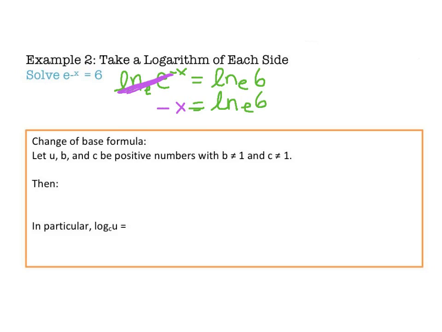I want to show you the change of base formula because this will come up in some examples in your practice. When we're talking about change of base formula, we have u, b, and c that are positive numbers. B and c can't be 1. And so what we can say is log base c of u is going to be equal to log base b of u over log base b of c.